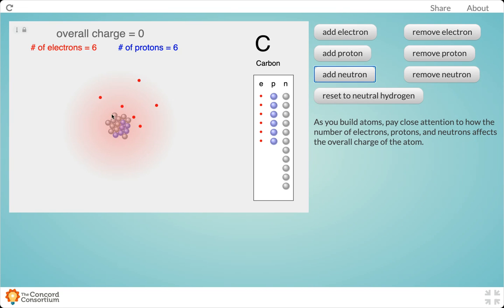You will notice that the nucleus of the atom is getting larger and larger, which means the atomic weight is getting heavier and heavier. However, the charge did not change. This is still a neutral carbon atom. Remember, we said that a charged atom happens if we add or remove electrons. So if I add electrons, it becomes more negatively charged.